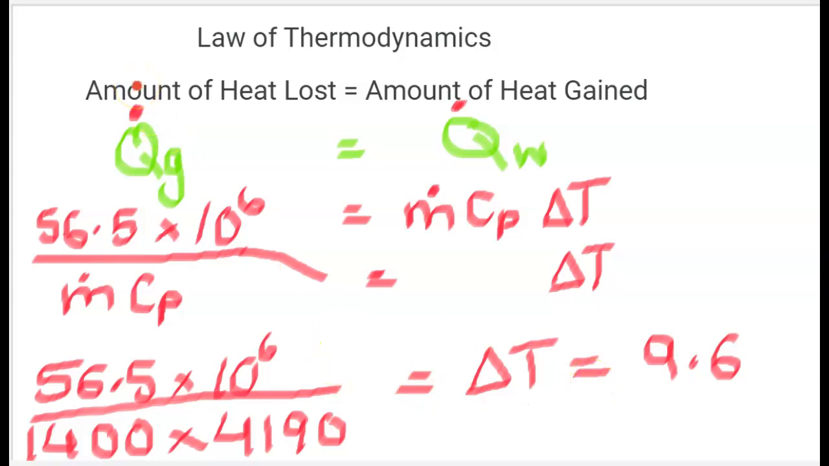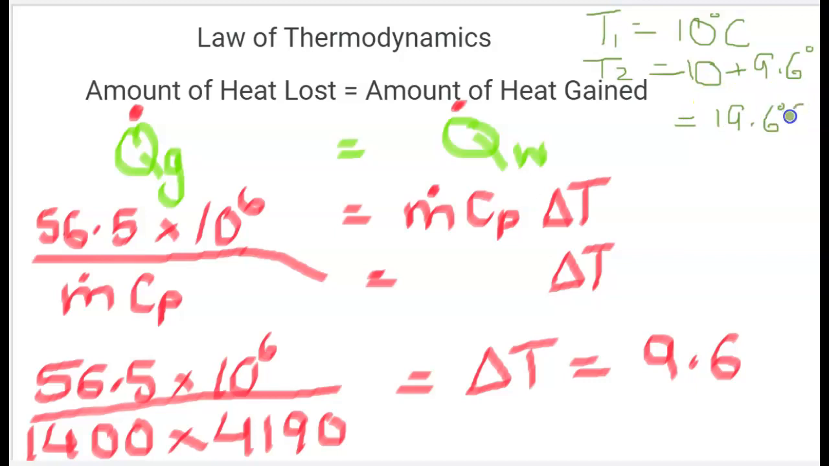Now this is a change in temperature. It can be in centigrade, it can be in Kelvin. The temperature at the inlet was 10 degrees C. So the T2 temperature is going to be 10 plus 9.6, and that's going to be 19.6 degrees. This is in centigrade. If you want to convert into Kelvin, just add 273 and you will get around 292 Kelvin.